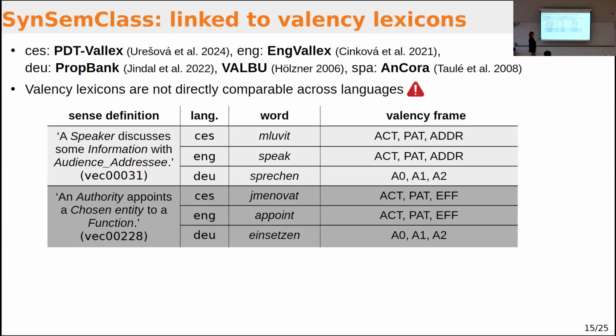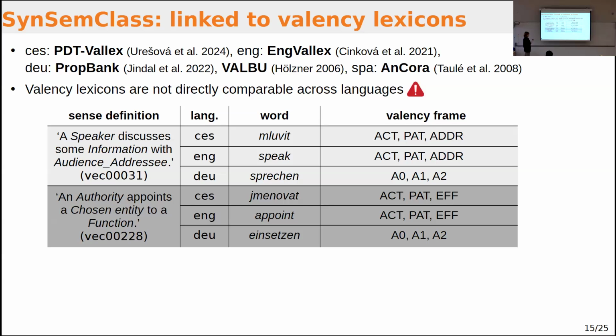But for appoint, we have actor, patient, and effect. Someone appoints someone to some kind of function. And so we can see that there is a difference in the valency frames of these two verbs in Czech and English because it distinguishes the third valency slot based on function.